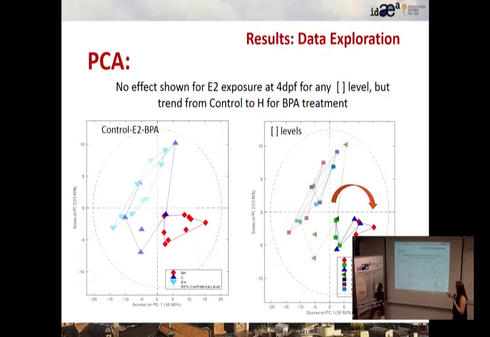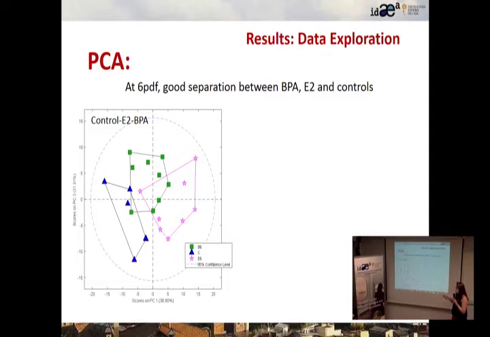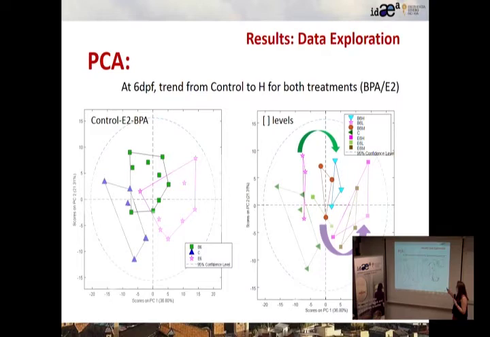If we look at day six, then now we can clearly see control samples, BPA exposure, and E2 exposure separated. The same trend is observed from low to high for BPA, but also for estradiol.